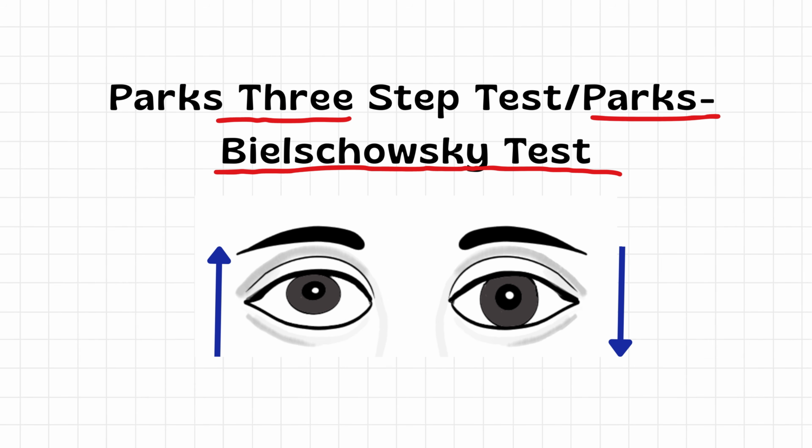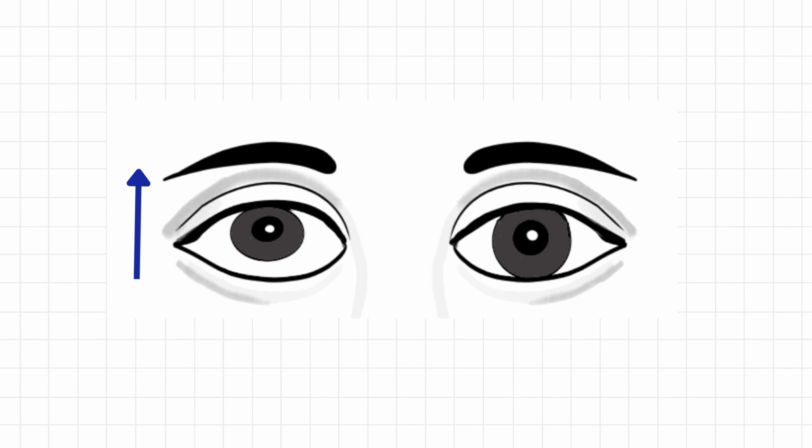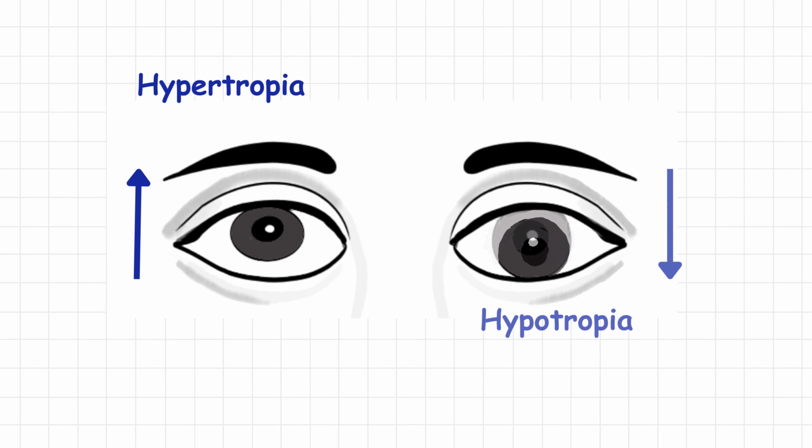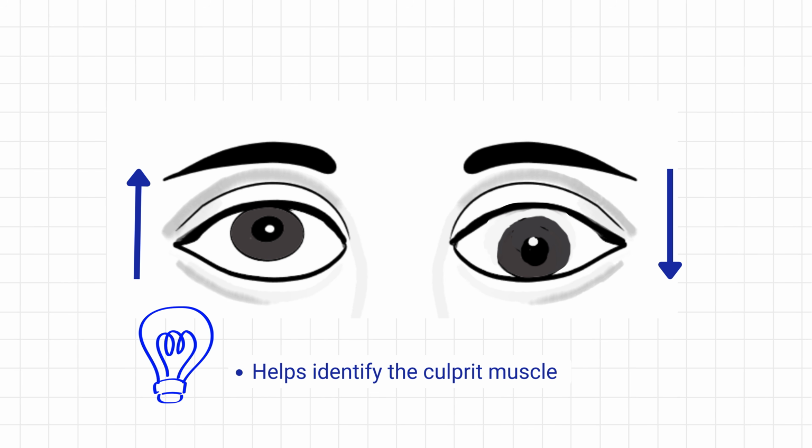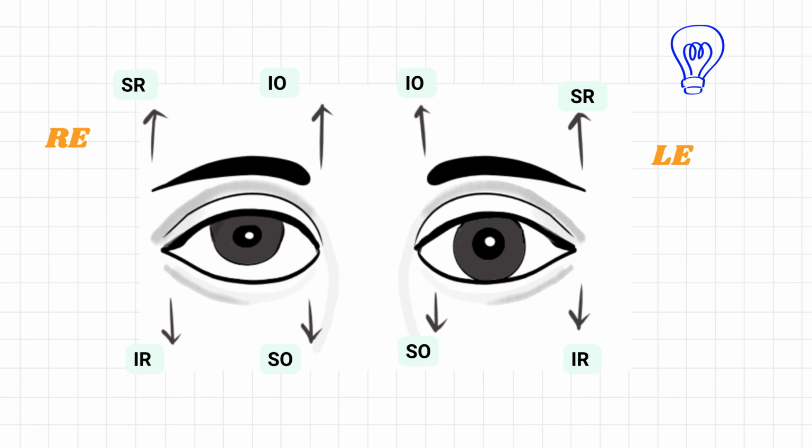Now we are going to talk about the Park's 3-step test, also known as the Park-Bielschowsky test. Whenever a patient presents with vertical deviation, either a hypertropia or a hypotropia, this test helps us identify which cyclovertical muscle is at fault, or in other words, which muscle is the culprit. This cyclovertical muscle diagram showing an eye in hypertropia with all the 8 muscles labeled is something I strongly recommend you to draw in your notebooks and to memorize. This diagram is going to be your baseline for solving any problem related to the Park 3-step test. If you know this diagram well, solving the questions will become extremely easy and very fast.